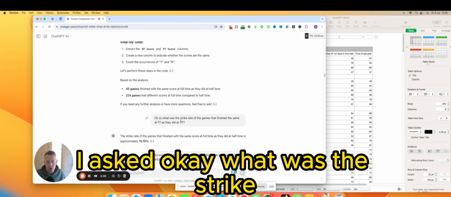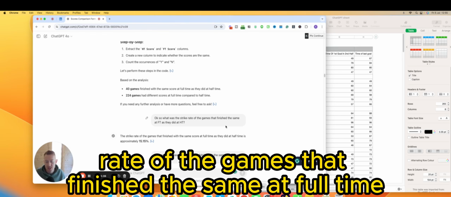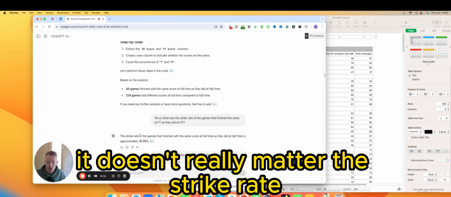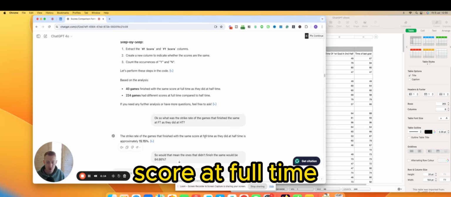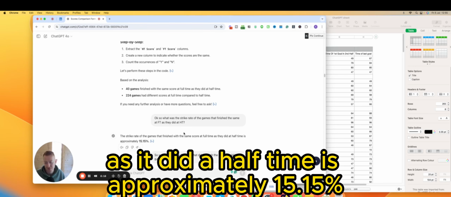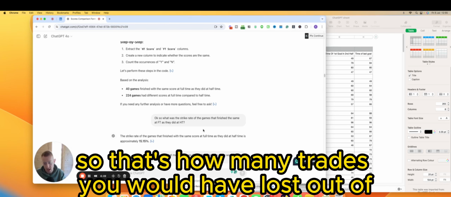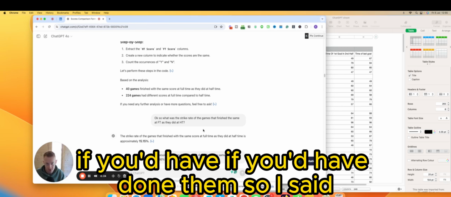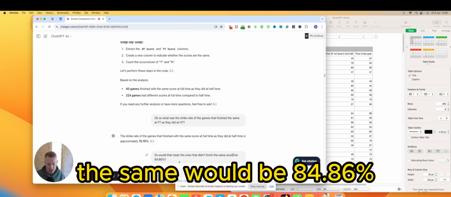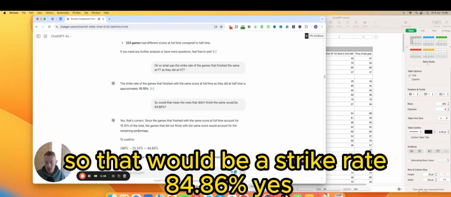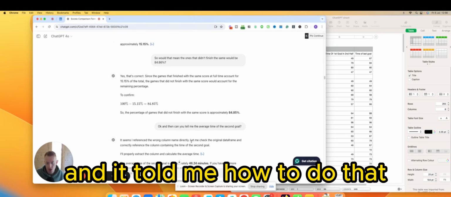So I asked, okay, what was the strike rate of the games that finished the same at full time as they did at halftime? I could have asked it the other way around. It doesn't really matter. The strike rate of the games that finished with the same score at full time as they did at halftime is approximately 15.15%. So that's losing trades. That's how many trades you would have lost out of doing all of these, potentially, if you'd have done them. So I said, so that would mean that the ones that didn't finish the same would be 84.86%. So that would be your strike rate, 84.86%. Yes, that's correct. And then it did the calculation and it told me how to do that.